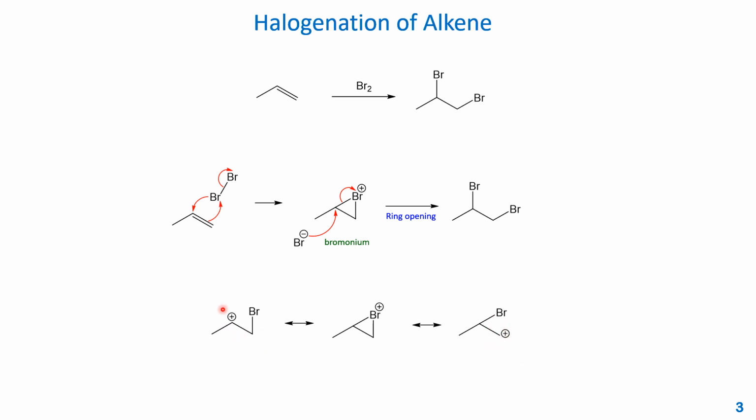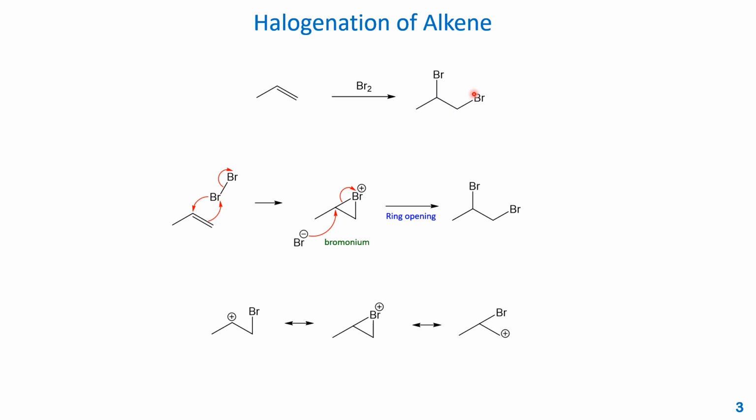So this resonance will contribute more to the average structure of these three resonance structures. That's called a hybrid. So this carbon will have more partial positive charge than the other carbon. So this carbon will be more electrophilic. That's why the nucleophile will attack this more electrophilic carbon. That's why.